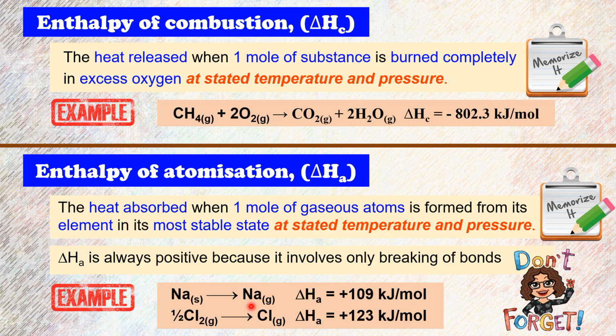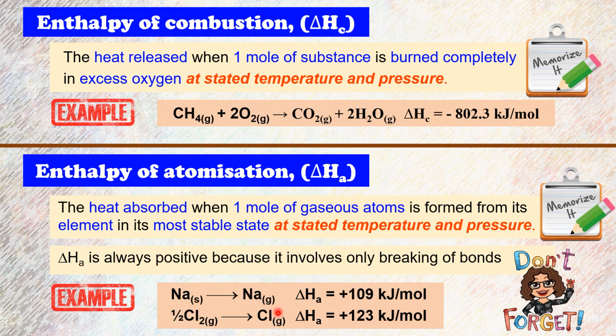For example, formation of 1 mole of gaseous sodium atom, it should come from its element, that is sodium. The most stable state for sodium is solid. So 1 mole here should be at the product side, 1 mole.